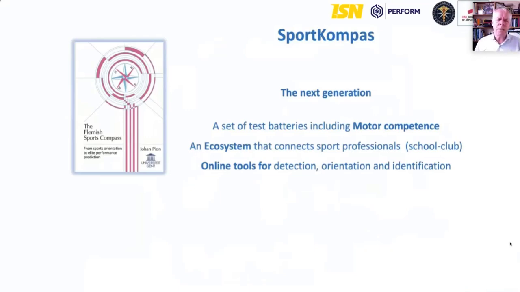Now, the Sports Compass is the next generation of talent identification models. It is based on what happened before in Australia with the Sports Search, and it is a set of test batteries that include motor competence. This is very new. The motor competence is an added value because it shows you something about the potential of somebody. And another thing is that the complete system is built to connect all the sports professionals, the schools and the clubs. And in the end, we also have a lot of attention for online tools for detection, orientation, and identification. This is what our team does at Han University and at Ghent University.